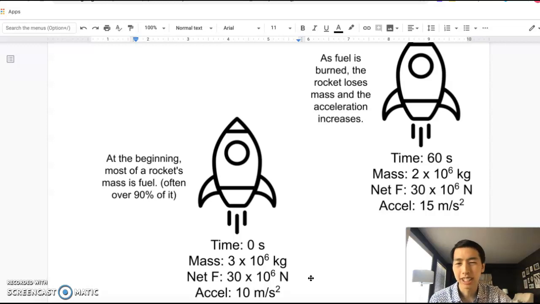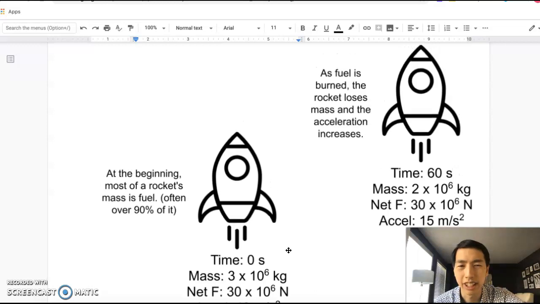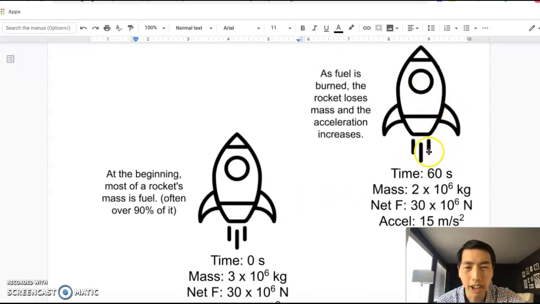Then we can calculate the acceleration with Newton's second law. 30 million divided by 3 million gives an acceleration of 10 meters per second squared. That might be the acceleration near the beginning. And then over here, the rocket has gone up a bit, and let's say 60 seconds, or some amount of time, has passed.